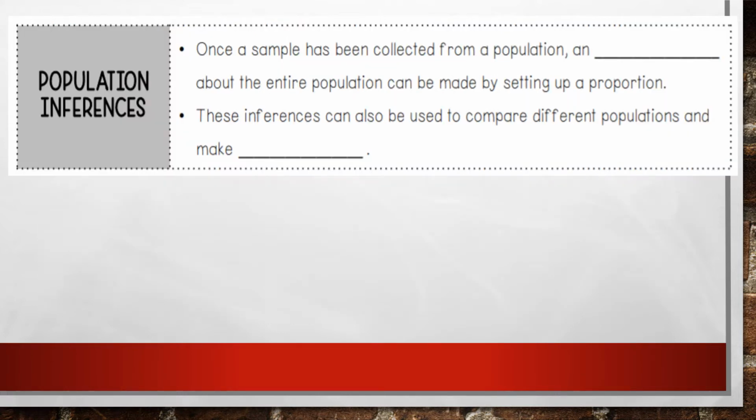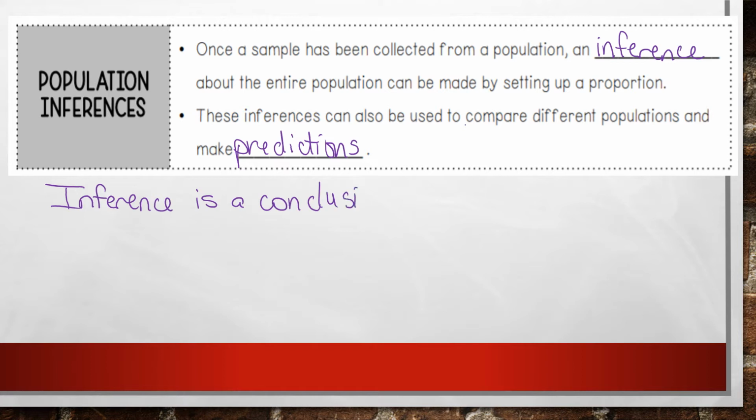Population inferences. Once a sample has been collected from a population, an inference about the entire population can be made by setting up a proportion. These inferences can also be used to compare different populations and make predictions. Most of us know what inferences are from our English and language arts classes, but just in case, an inference is a conclusion based on evidence and reasoning.